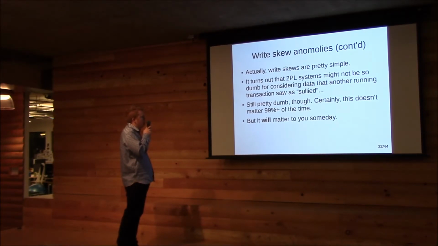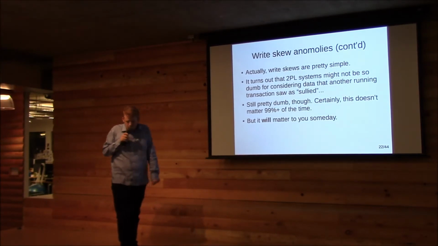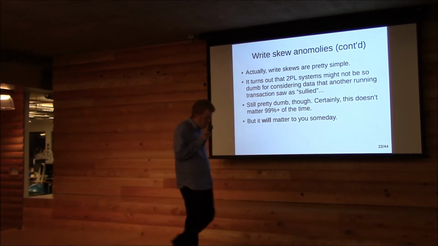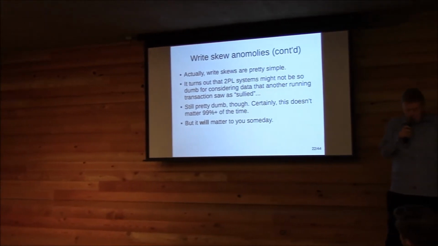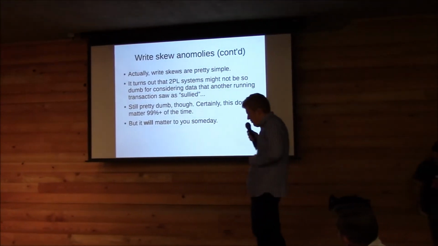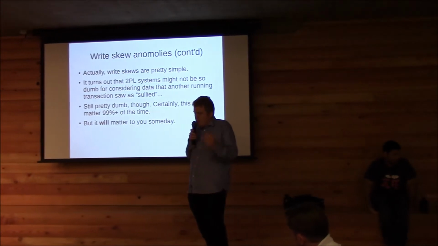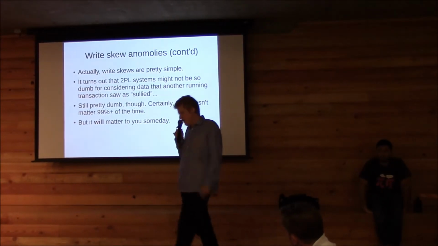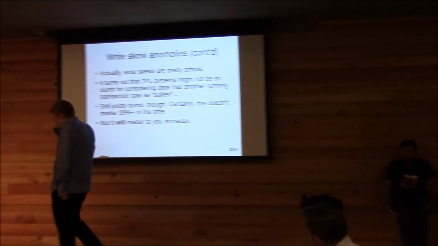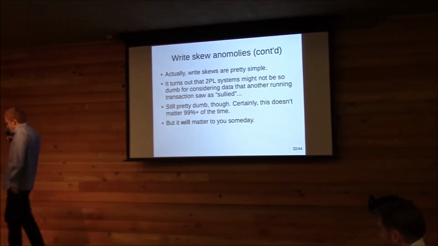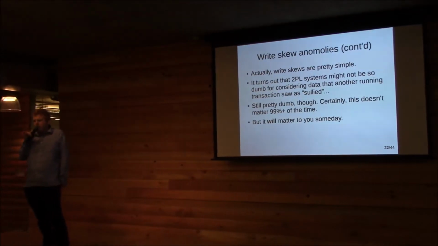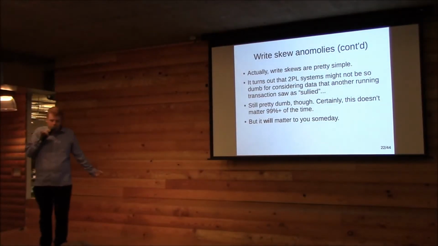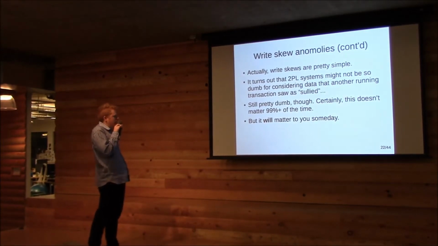So, what is a right skew? It turns out that the two-phase locking system, like IBM DB2 or whatever, might not be that dumb for doing this. You'll recall I said they consider the data to be sullied by having been seen by another transaction. Is that a reasonable position? Well, usually not. But sometimes it does matter. And it will matter to you someday, probably, at least if you're the kind of person that showed up to this talk. Slide.